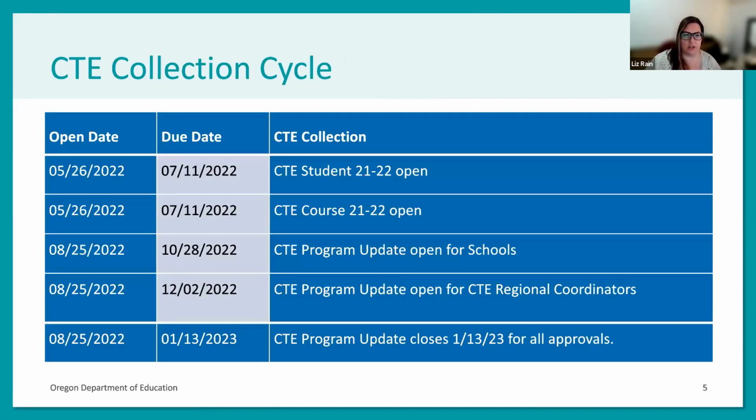Here's a calendar showing some due dates. So right now we're in the spring collection. So the student and course, and student is always done first. So those both opened on May 26th, and they are both due July 11th. And then on August 25th, the program update will open. So for schools, it will be due October 28th. And then for the regional coordinators, it will be due December 2nd. And then the program update closes for all approvals January 13th of 2023.